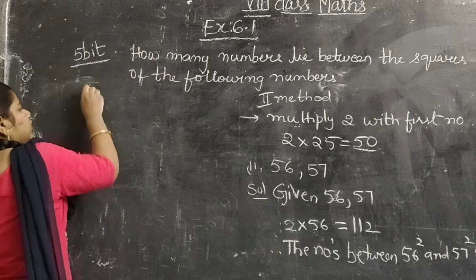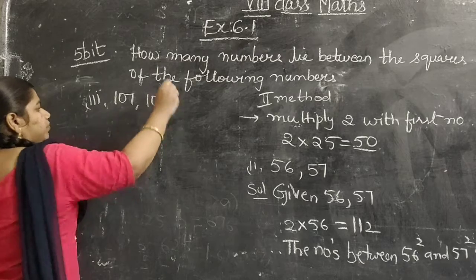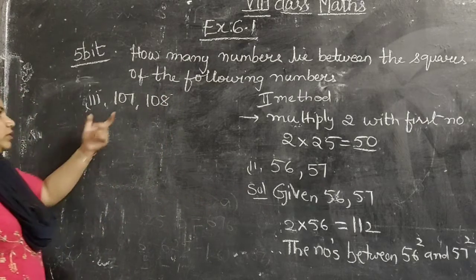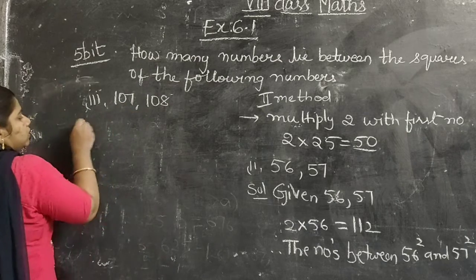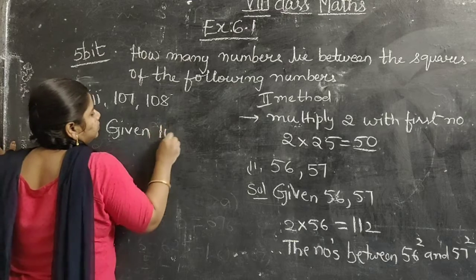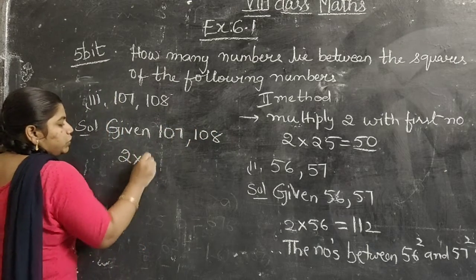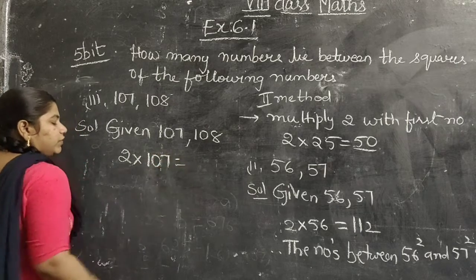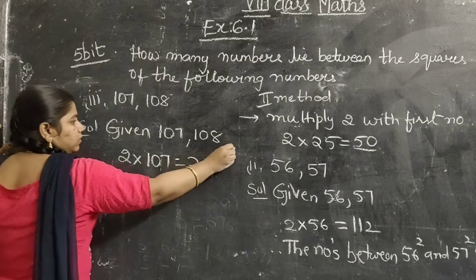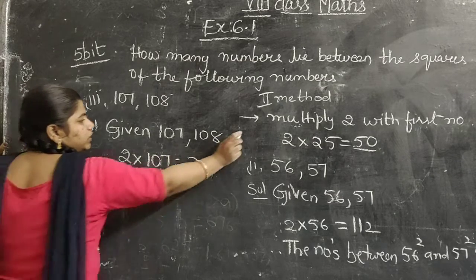107, comma 108. So what we have to find? We have to find how many numbers are there between these two square numbers. So what we have to do? We have to multiply 2 for the first number. So that is 2 into 107, that will be equal to 214. 2 sevens are 14, 2 zeros are 0, 0 plus 1 is 1, 2 ones are 2, that is 214.